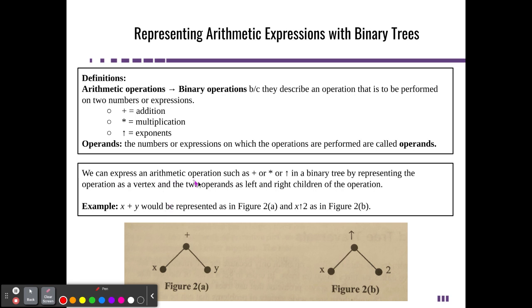We can express an arithmetic operation such as addition, multiplication, or exponents in a binary tree by representing the operation as the vertex or the root. So for example, in this first case right here, if we wanted to look at x plus y, we would have the operation, and then we'd have our two operands down here. So x and y would be our operands, and our operation would be the plus.